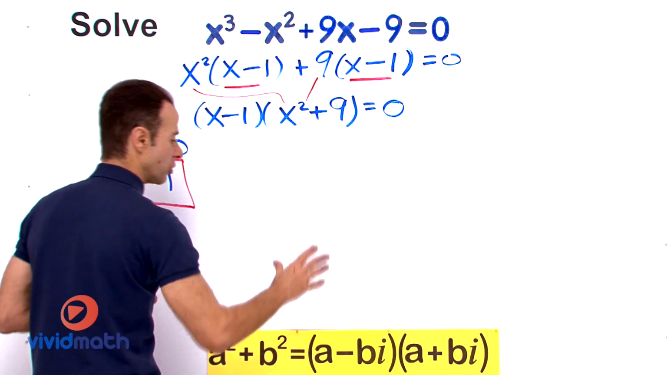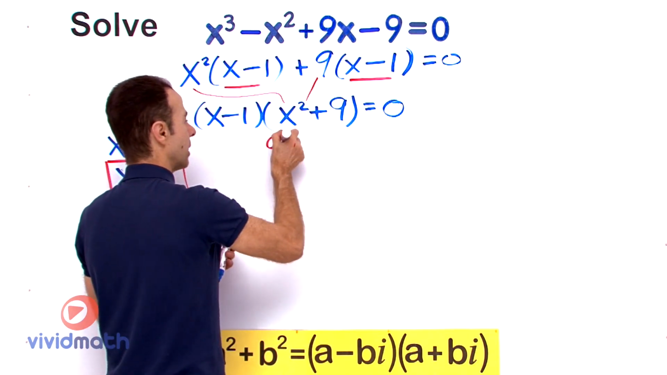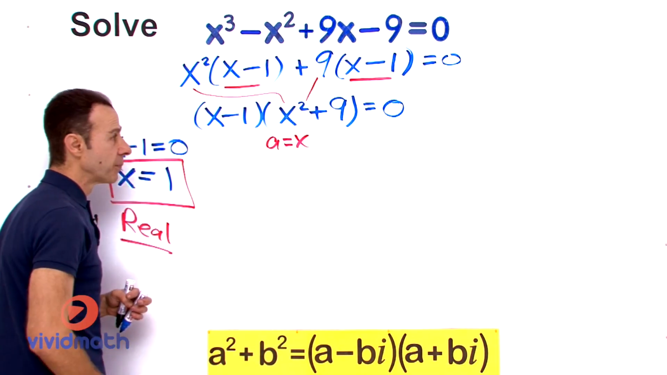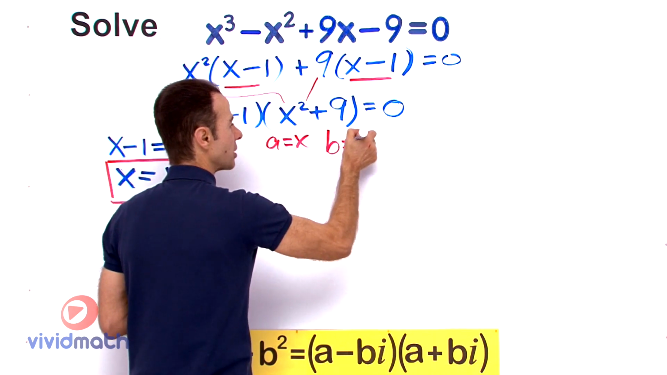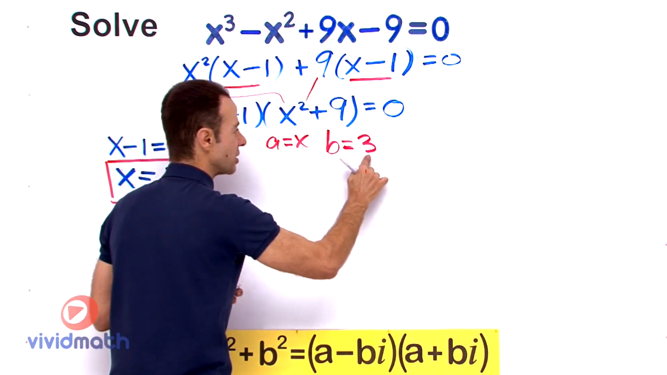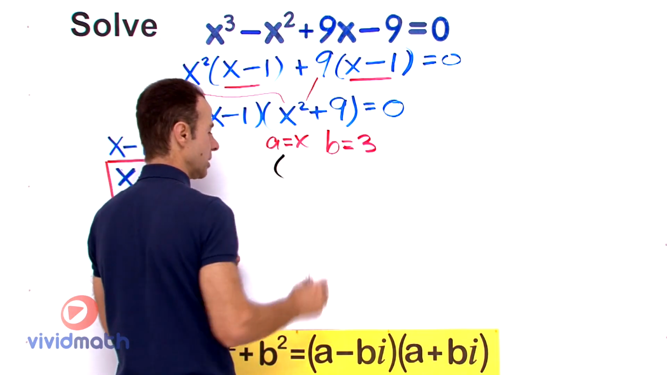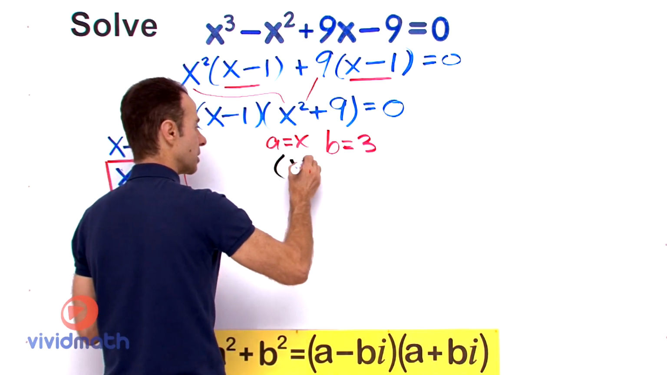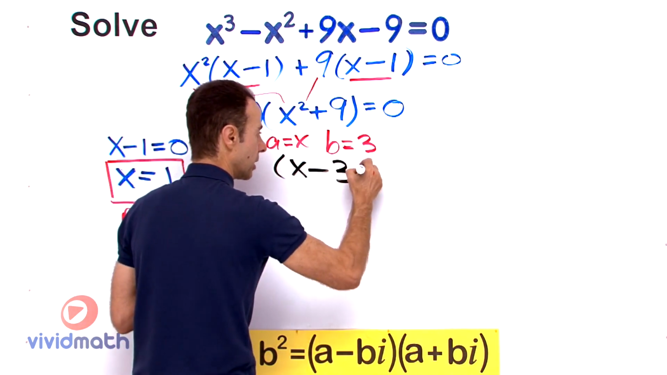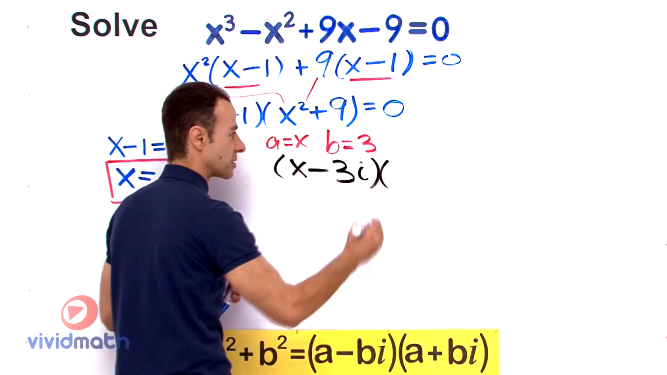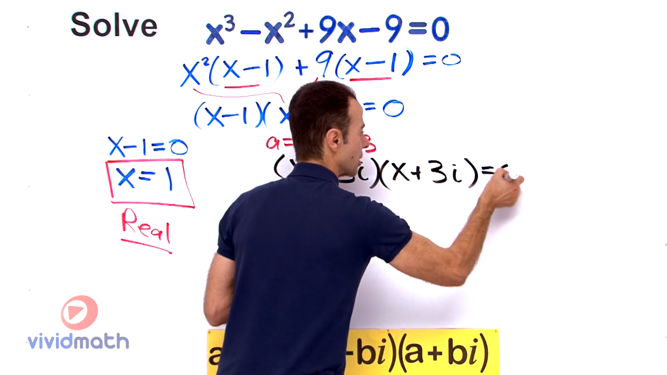Now for this one, we could use this formula down here, and what I'm going to do is set a equals x, that's our a, and b, which is the square root of 9, which is a perfect square, let's call it 3. A is x, b is 3. Let's put it in here. So let's start to write that out. So that's going to be x minus 3i and x plus 3i. And that equals 0.